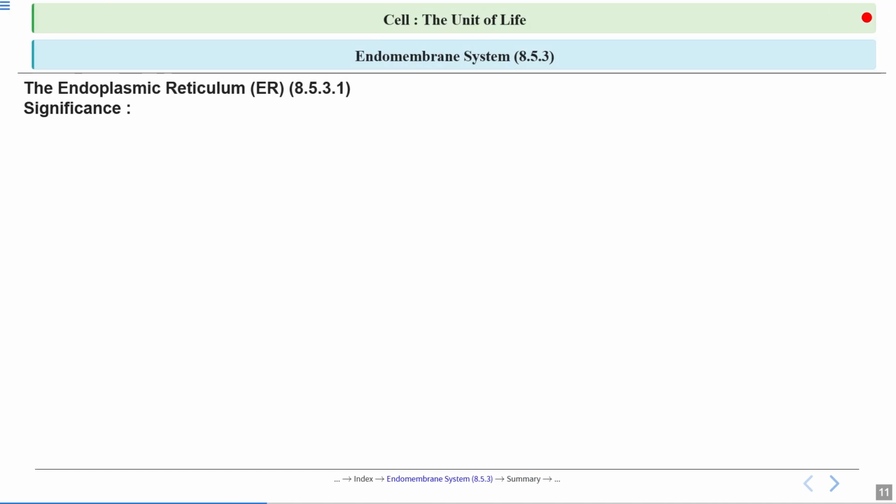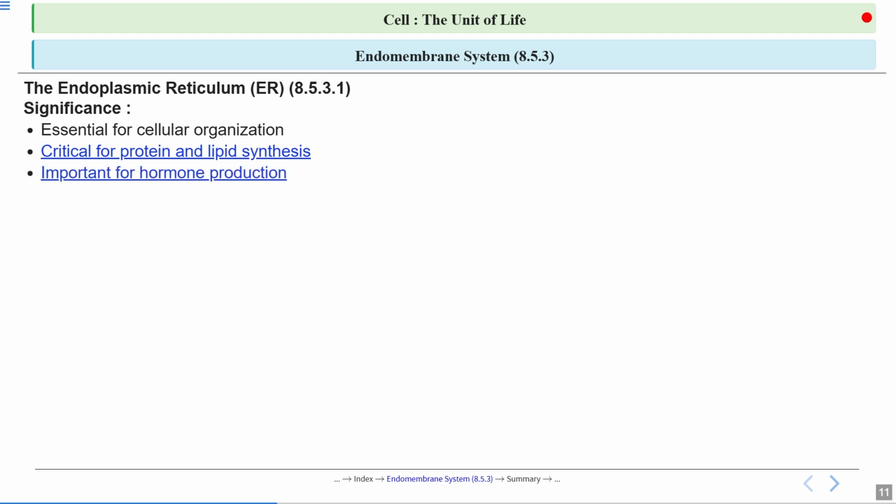What is the significance here? It is essential for cellular organization. It is critical for protein and lipid synthesis. It is important for hormone production. See, the smooth endoplasmic reticulum was synthesizing steroidal hormones in the animal cells. Clear? So, hormones can be made up of steroids. They can be made up of proteins also, like insulin is a protein hormone. Testosterone and estrogen are all steroid hormones.